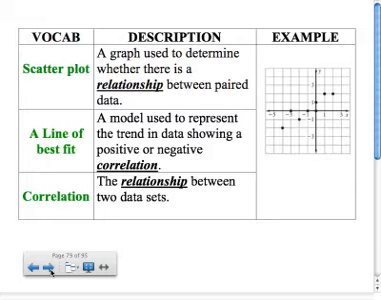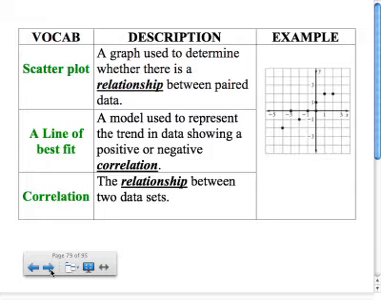What exactly is a scatter plot? Very simply, it's a graph that's used to determine whether there is a relationship between paired data. Okay, in other words, over on the right hand side here, that's a scatter plot. It's just a bunch of random points that are plotted on a graph.